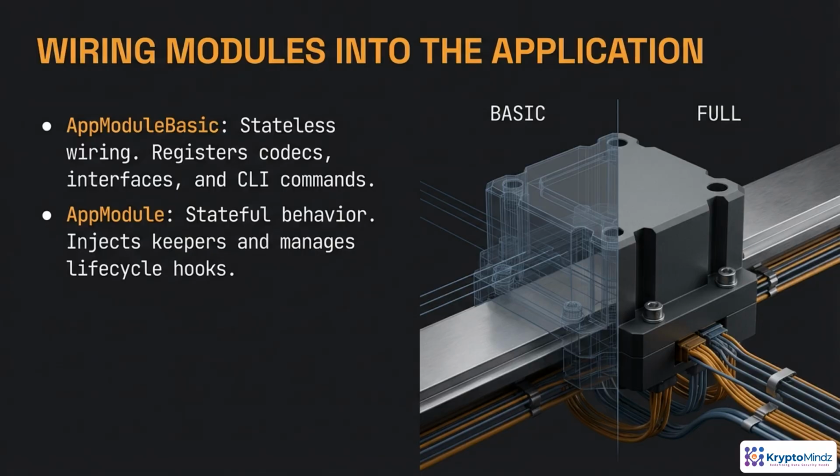When you plug a module into a Cosmos SDK app, you actually implement 2 layers. AppModuleBasic is the lightweight, stateless layer. It tells the framework how to encode your types, which interfaces you support, and which CLI commands to expose. No state access yet. AppModule is the full stateful layer. Here you wire in keepers, handle genesis and migrations, and register lifecycle hooks like BeginBlocker and EndBlocker that drive real behavior.